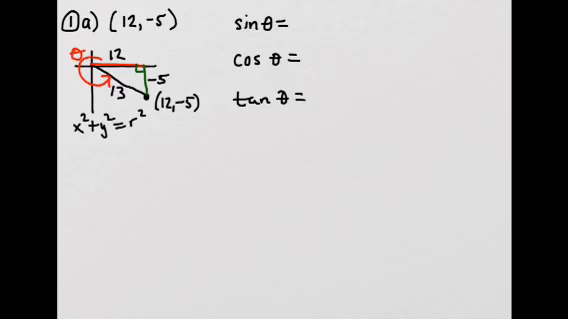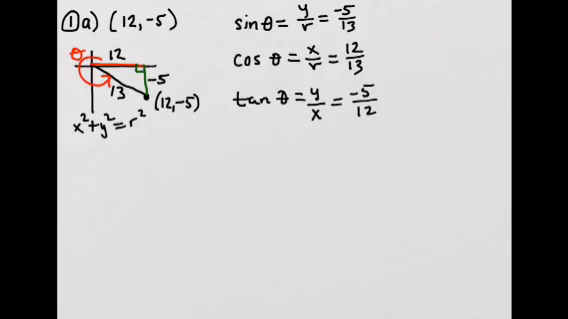So sine theta is y over r, and so y is negative 5, r is 13. Cosine theta is x over r, so that's 12 over 13. And tangent theta is y over x, and that's negative 5 over 12.